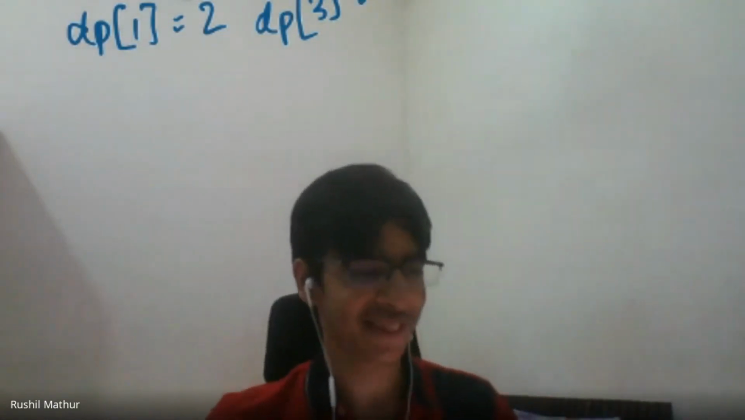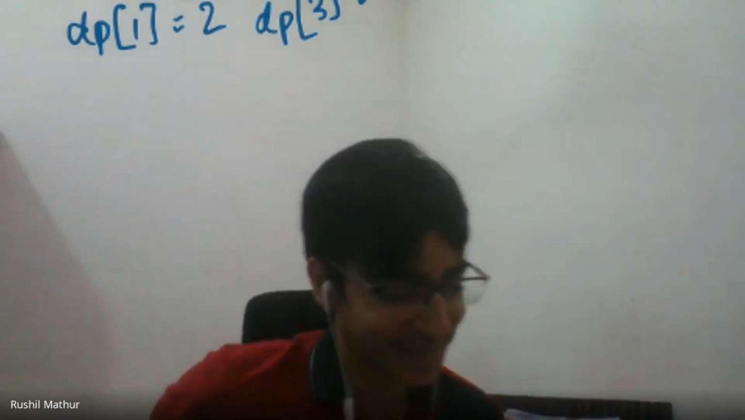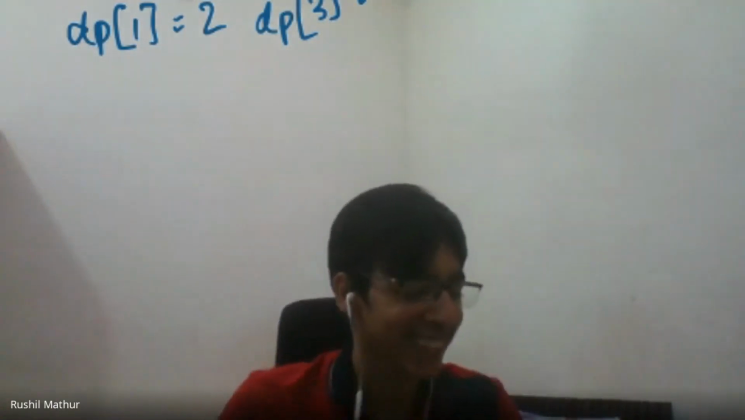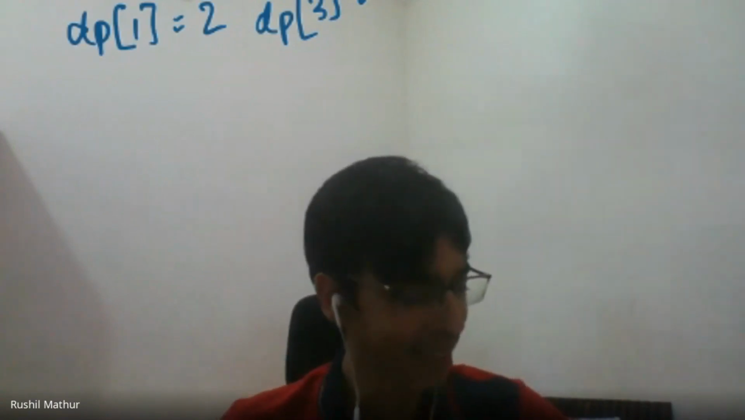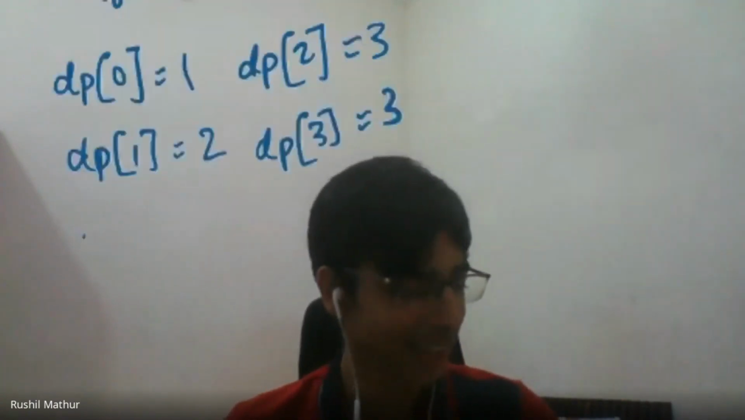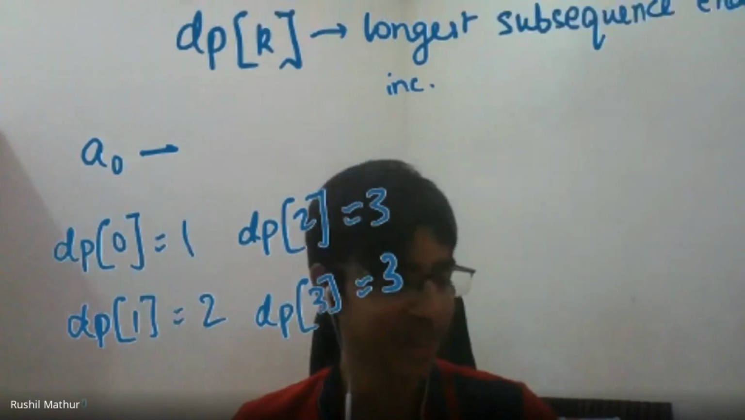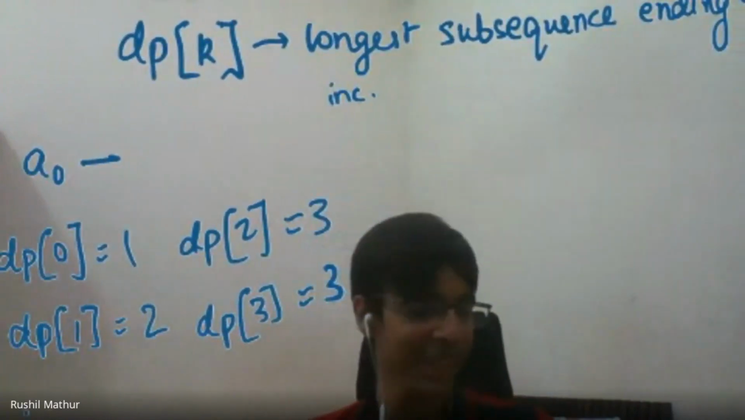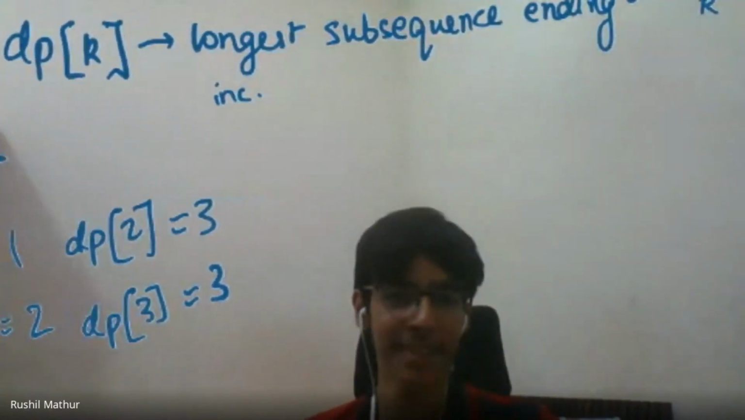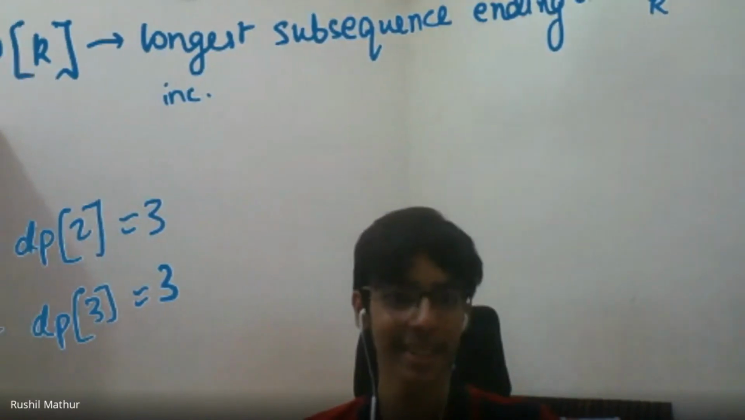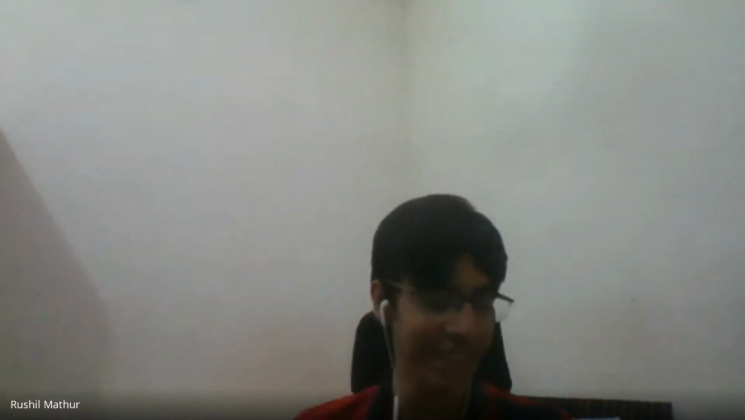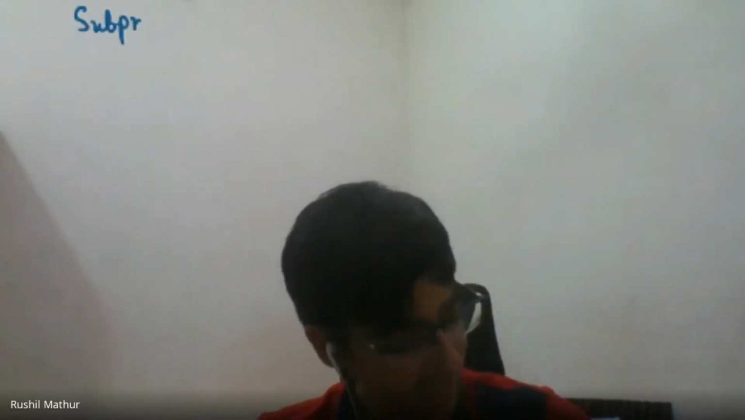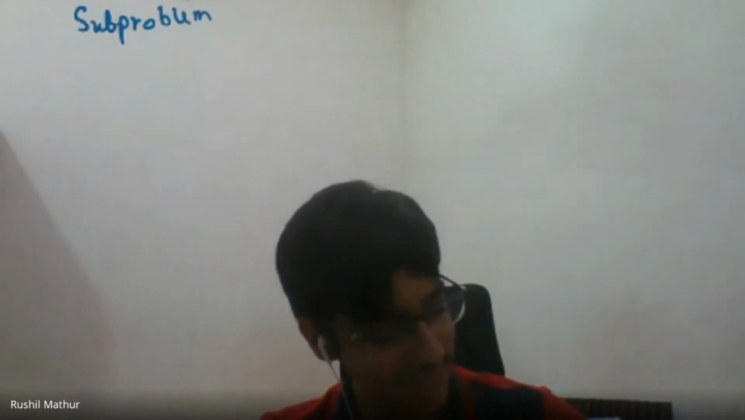That came over my face. That's scary almost. But okay, we'll go in steps. It's important to go in steps. First step, we saw what the subproblems were. The subproblems we have got are the longest increasing subsequence ending at ak. So our subproblem we defined. This is done. Now what do we guess?